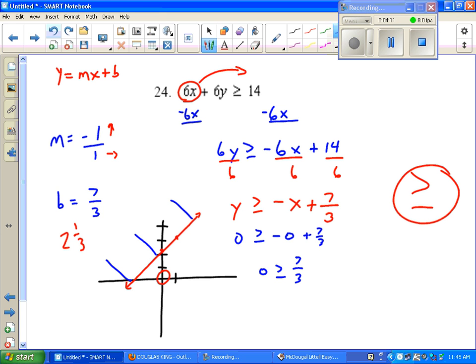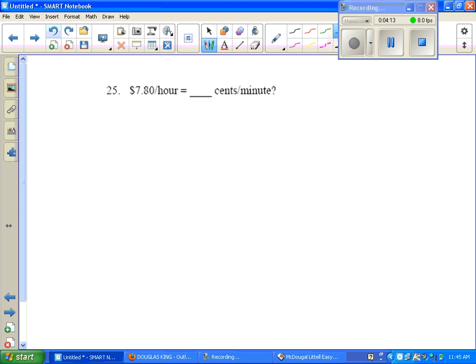And then the last one, number 25, says $7.80 per hour is how many cents per minute. So you have to convert two things. You have to convert dollars to cents, and you have to convert hours to minutes. This is a skill you'll use a ton in your science class, believe it or not. $7.80 per 1 hour is what you have.